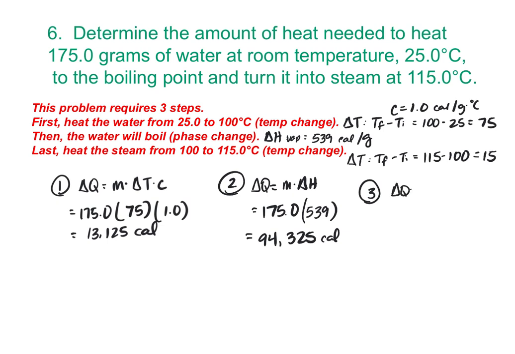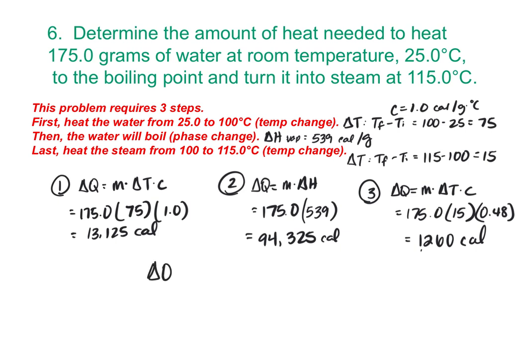And then the third segment is that final temperature change, the 100 degrees up to 115. So I'm going to go back to my other formula that involves temperature. My mass is still 175. My temperature change is now 15 degrees. And the specific heat I'm going to use is for steam, 0.48. This adds up to 1260 cals.